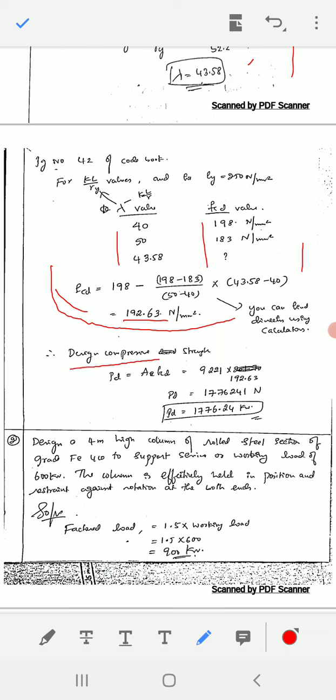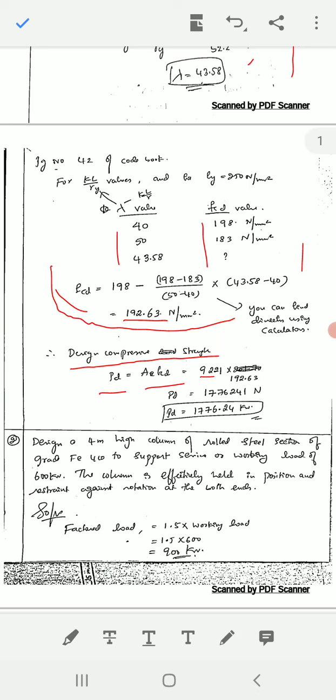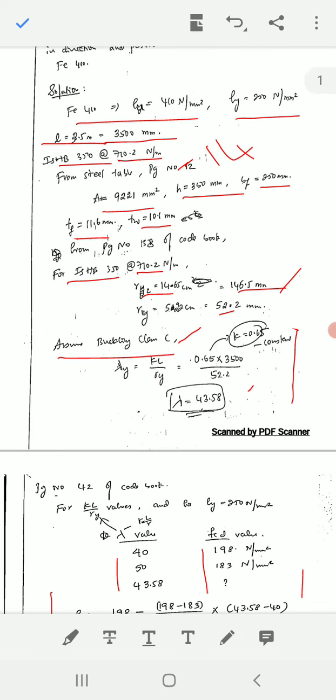So finally, design compressive strength, how to find out: PD is equal to A times FCD, where the A value we take from the steel table, that is 9221 mm square.